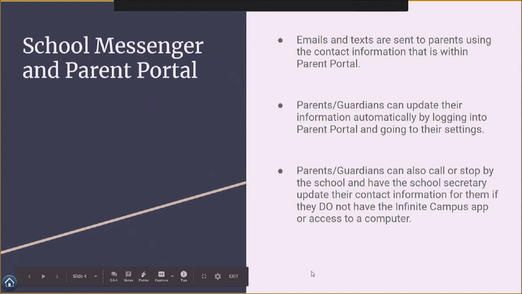So this gives you an overview of how School Messenger and Parent Portal work together. Emails and texts that are sent to parents use the contact information that parents provide in Portal, which is really important information. Parents can set up that information by logging into Parent Portal and going to their settings. We're going to show you a video on that.